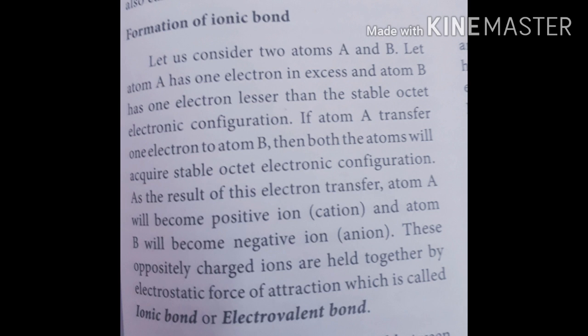Simply, atom A and atom B. Atom A has 1 electron in excess, and atom B has 1 electron less than that. So one loses an electron and one gains an electron. By losing an electron, atom A becomes positively charged and atom B becomes a negatively charged ion. A bond is formed between them because these two are oppositely charged, and this bond is called an ionic bond.